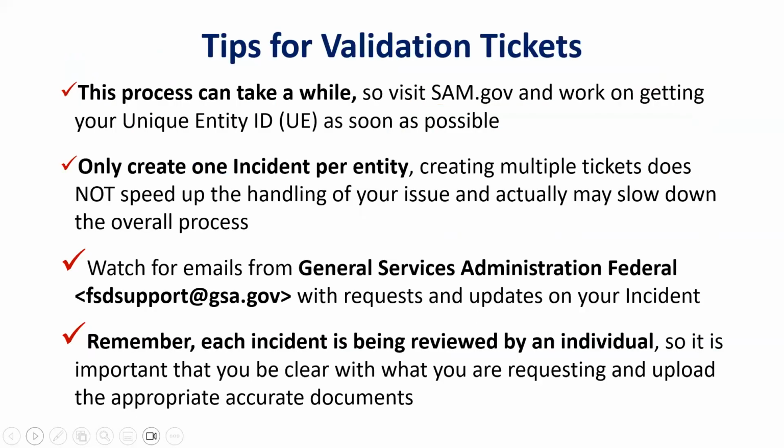Here are a few tips. If you run into issues, this process can take a while, so it is important that you visit SAM.gov and work on getting your unique entity ID, UEI, as soon as possible. You do not need your UEI to apply for the Redmond Small Business Grant. However, you will need to have it prior to receiving funds should you be awarded the grant.